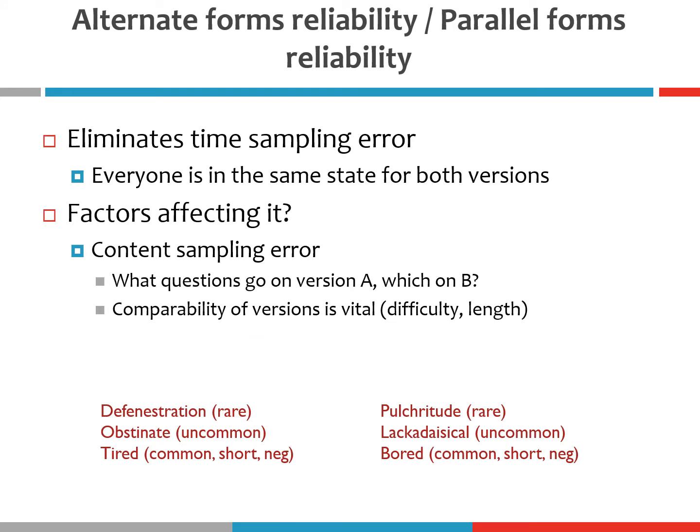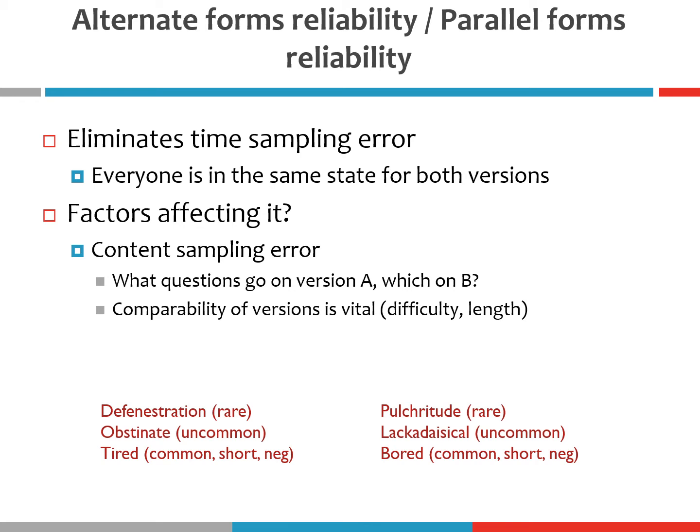So the primary advantage of alternate forms or parallel forms reliability is that we eliminate that time sampling error, right? Because everyone takes both versions together, it means they're in the same state for both versions.